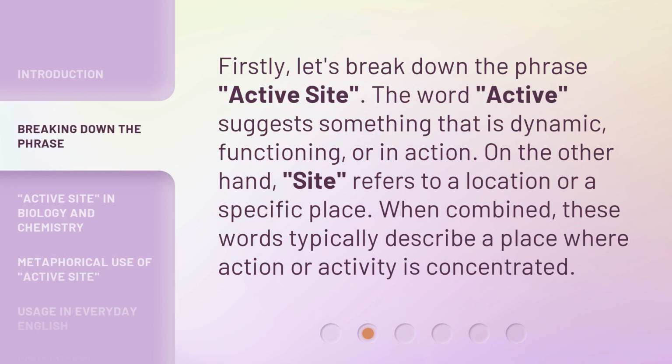Firstly, let's break down the phrase, active site. The word, active, suggests something that is dynamic, functioning, or in action. On the other hand, site refers to a location or a specific place. When combined, these words typically describe a place where action or activity is concentrated.